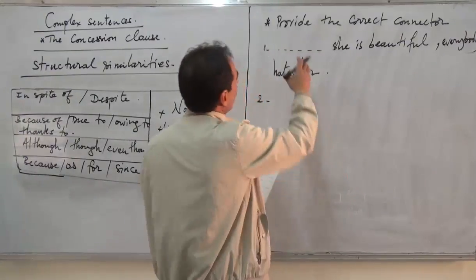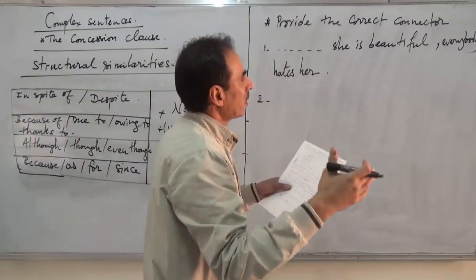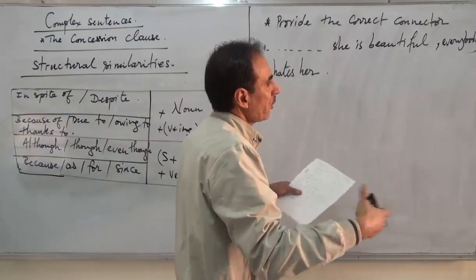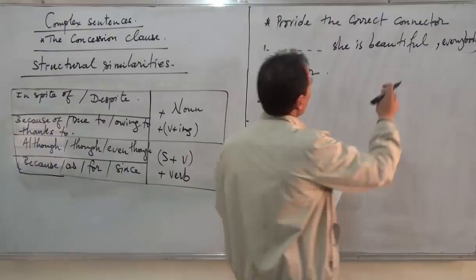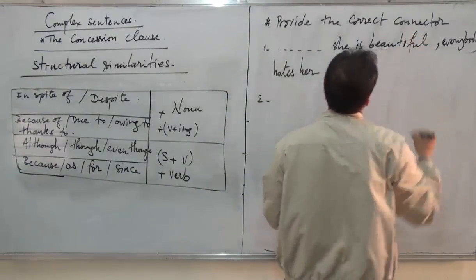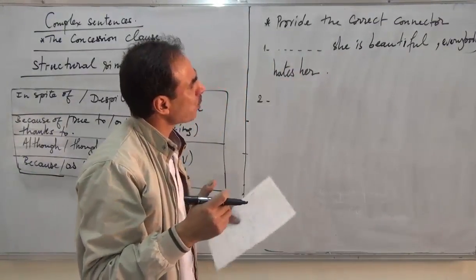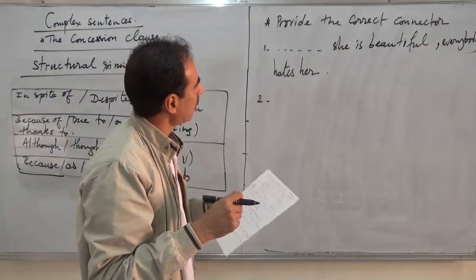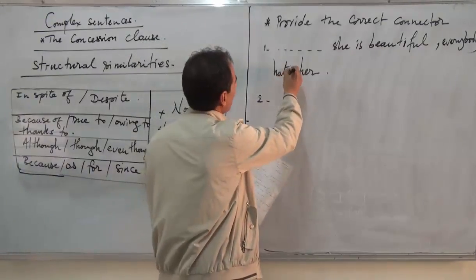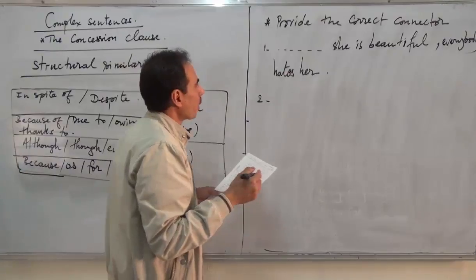Number 2, so here, she is beautiful, everybody hates her. Generally, when someone is beautiful, many people like to have beautiful friends. I don't know why, but that's the case. But this one is beautiful, but everyone hates her. Maybe she has a very bad character. She is always in a bad mood.